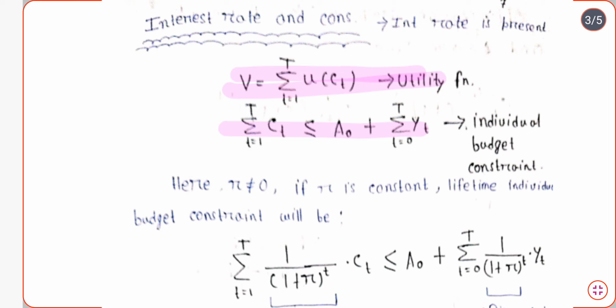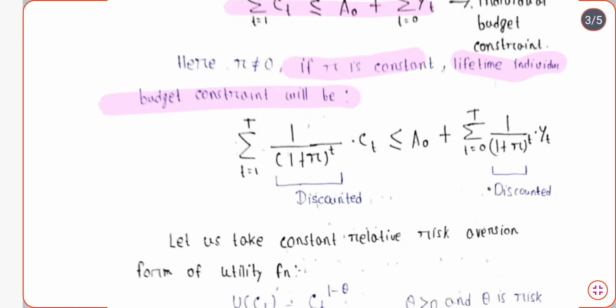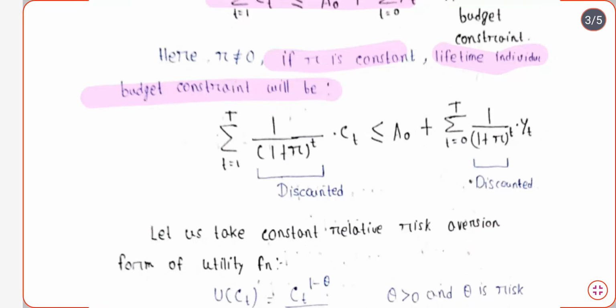Now here r is constant. If our rate of interest is constant, then the lifetime individual budget constraint will be like this. This is basically our total consumption, and this is our total income. So we have discounted our total income and total consumption. Discounted by how? By dividing with 1 plus r to the power t. Similarly, YT is also divided by 1 plus r to the power t.